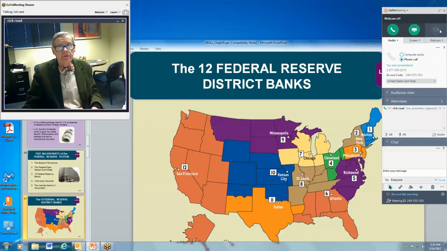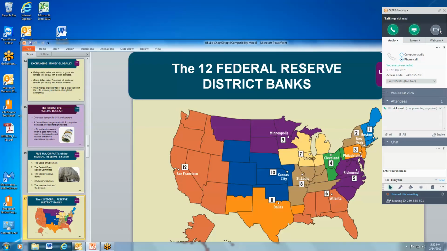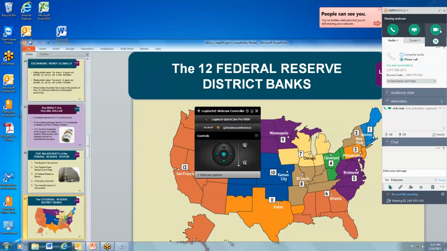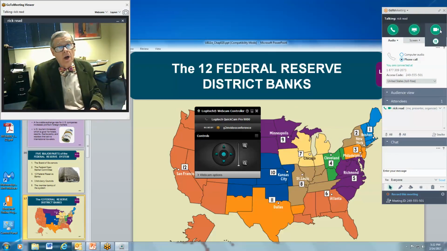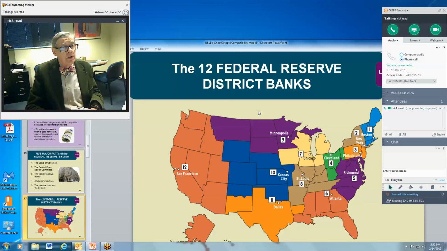This particular slide, you can see figure 20.1 in your text. This just gives you the location of the 12 district banks. Not something, again, that you have to worry about or commit to memory.